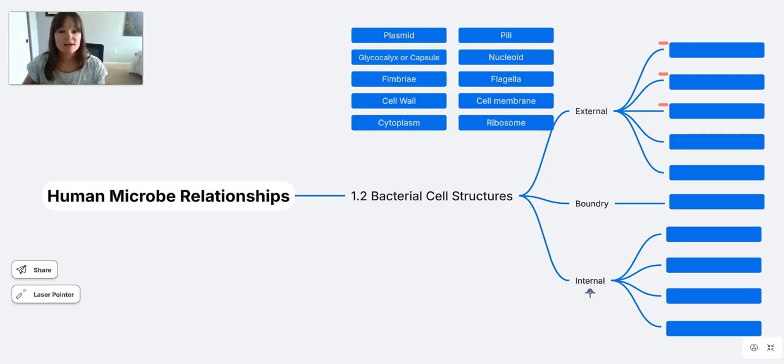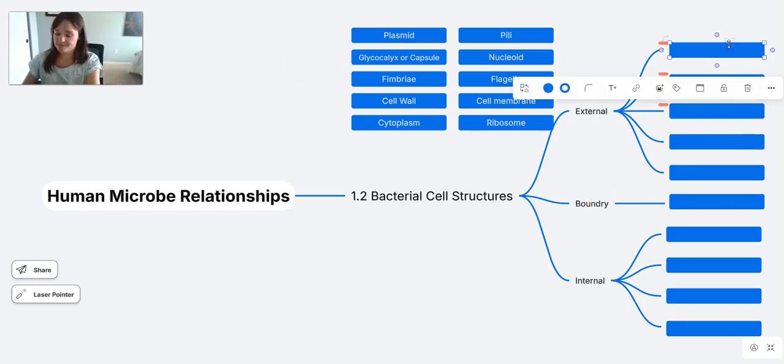So for now, pause, look at these terms. Even better if you pull out a piece of paper because now you're firing more of your neurons and build this concept map, external, boundary, and internal, and join me when you're ready to check the answer. Okay, so let's see the answer.